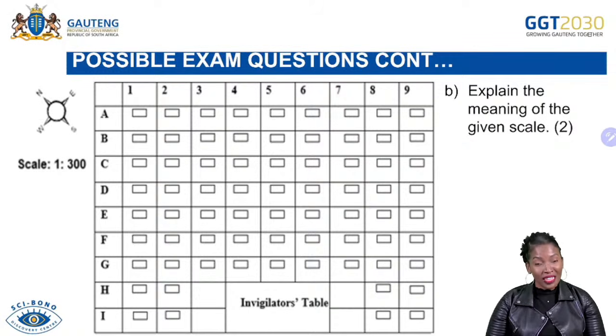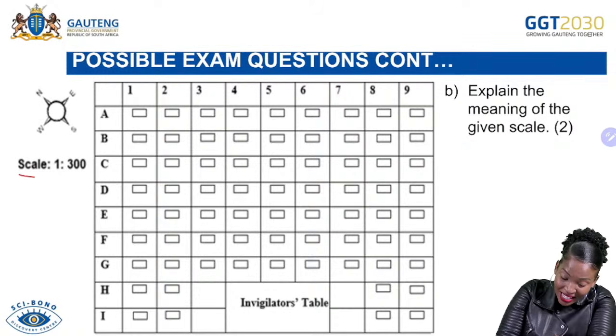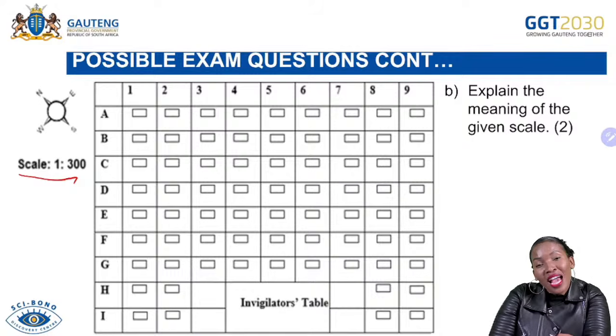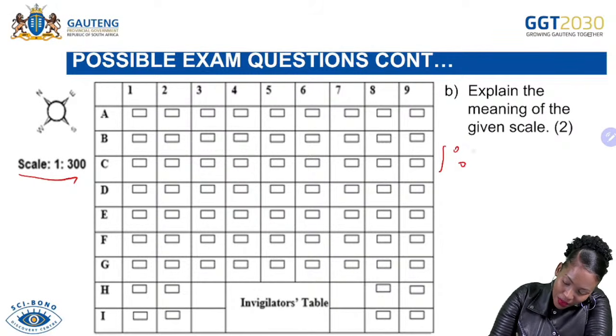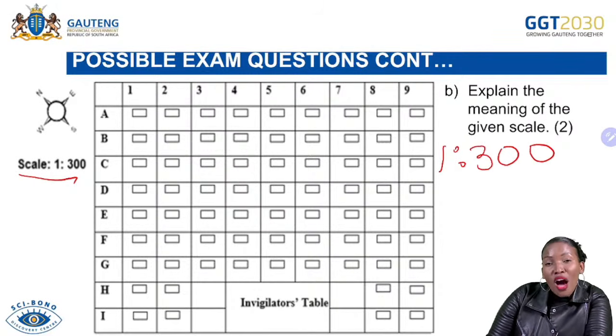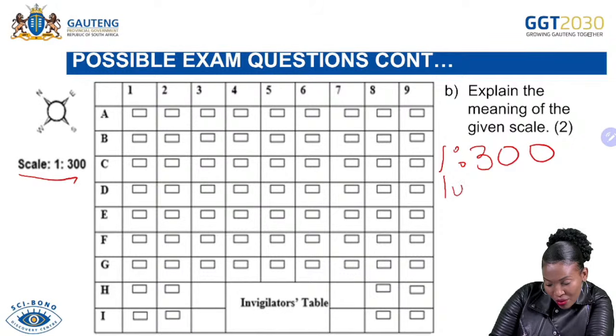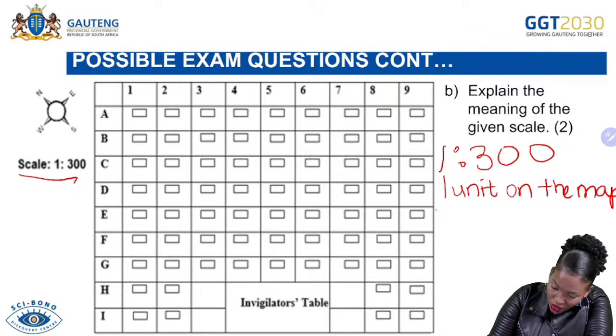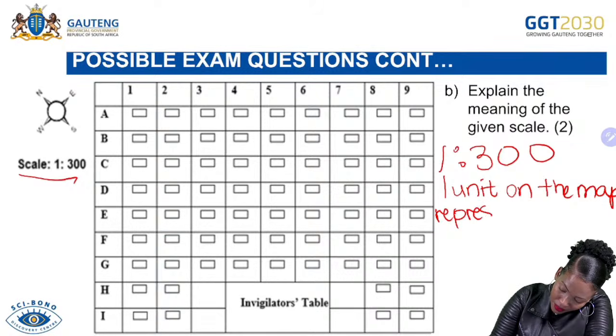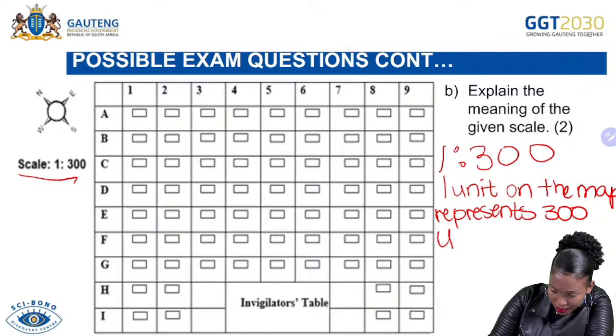Explain the meaning of the given scale. Like I said, if you are given a scale, there are high chances that you will be asked to explain the meaning of that particular scale. So let us explain the scale. The scale is 1:300. So how do you explain it? You say 1 unit on the map represents 300 units in reality.